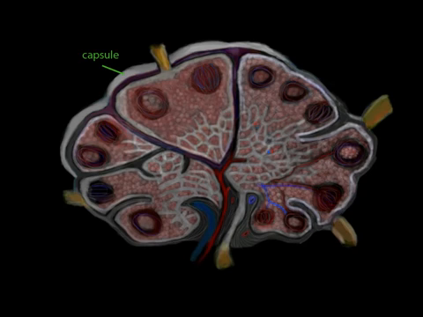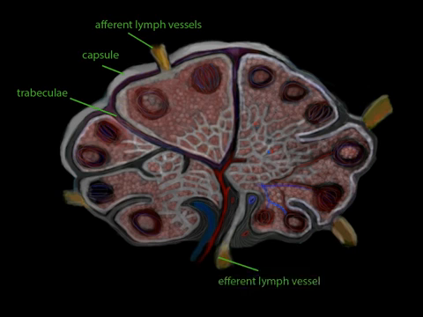Extensions of this capsule, called trabeculae, make up the skeleton of the node. The lymph nodes are fed by several afferent lymph vessels. However, lymph exits through just one efferent lymph vessel. Reticular fibers extend from the trabeculae, forming a net of connective tissue throughout the lymph node.